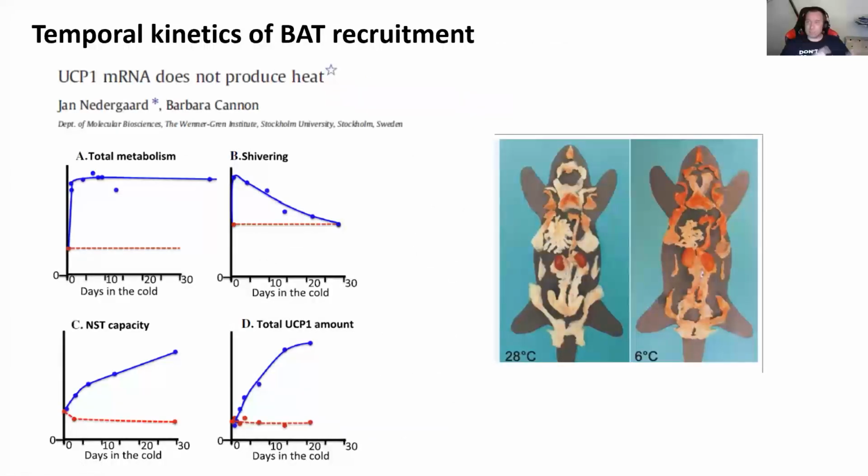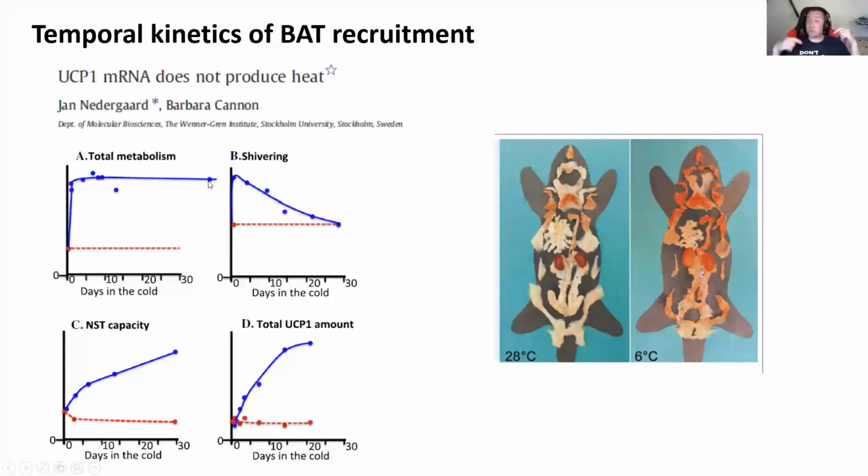It takes time, though, for BAT to become fully recruited. So if you take an animal from 28 degrees to 6 degrees, this conversion from lots of white fat to predominantly brown and beige fat does not happen instantaneously, and it happens over a course of, we think, about 4 weeks. And so what you will see in this panel, which is from this review, again from Jan Nedergaard and Barbara Cannon, is the first thing that will happen immediately is that total metabolism will go through the roof.